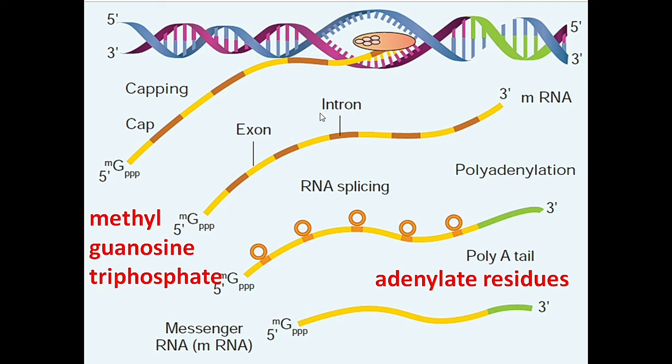Then the introns have to be removed. The introns are removed by splicing. The introns form a loop and get detached. This is called splicing. Capping, splicing and tailing make the heterogeneous nuclear RNA a functioning one.